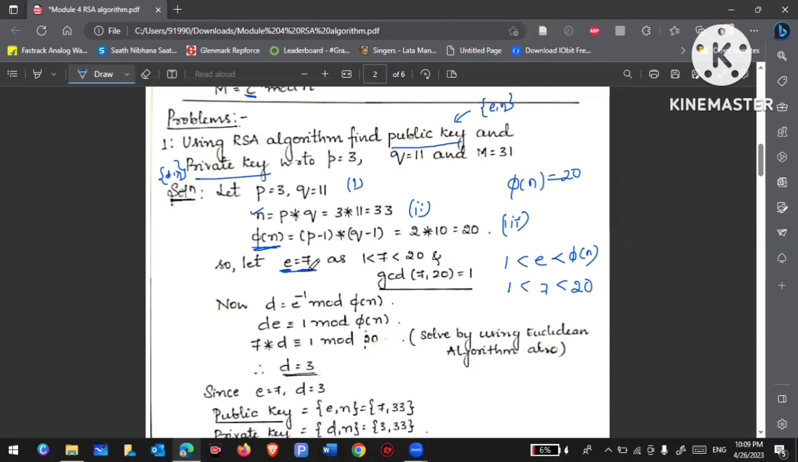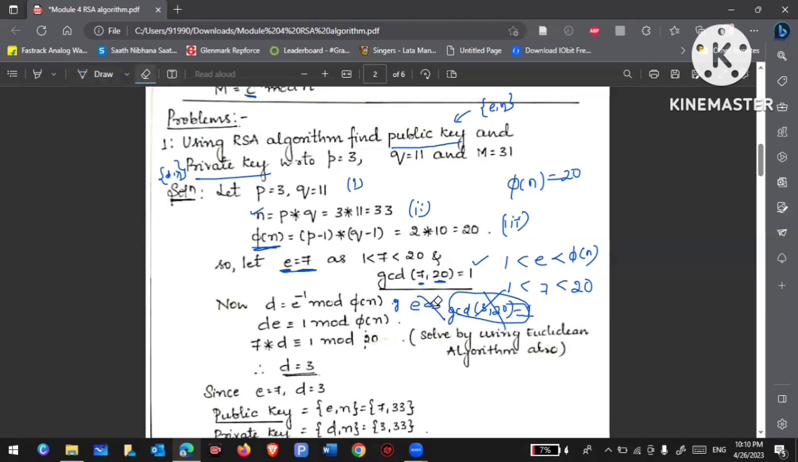You have to choose any value such that the GCD of that value with respect to the phi of n, that is 20, should be equal to 1. So suppose if you are considering e value as 3, the GCD of 3 comma 20 must be 1. That you have to look after. If this is not satisfying, so e value is wrong. So be careful while selecting the value of e.